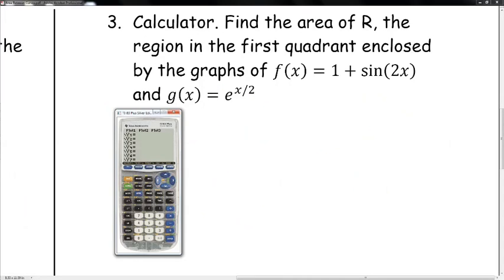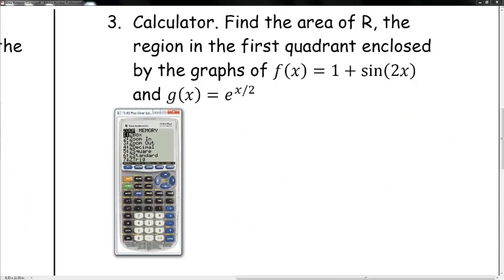Alright, number 3, we're going to be using our calculator. Find the area of R in the region of the first quadrant enclosed by the graphs of f of x equals 1 plus sine of 2x, and g of x equals e to the x divided by 2. So I'm going to plug f into my y1, 1 plus sine of 2x. Then, just so you can see it better, I'm changing the line: scroll over to y2, scroll to the left, and hit enter. Then I'm going to enter my second function, g, e to the x divided by 2.